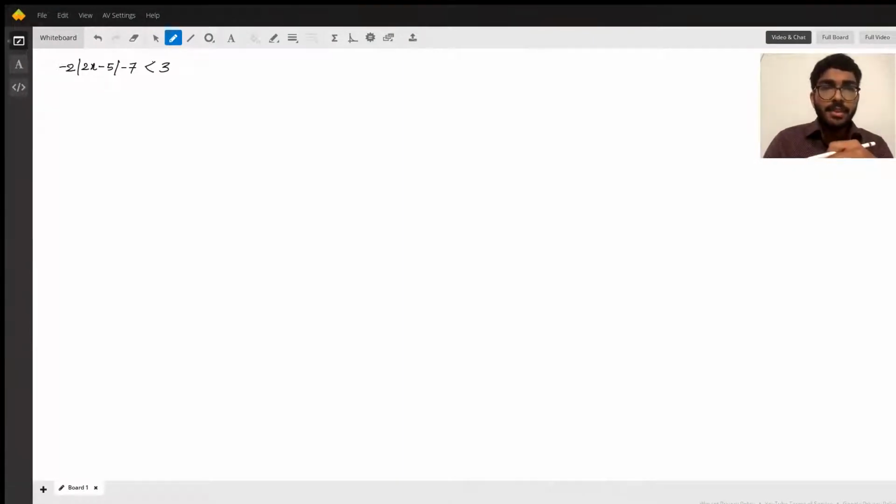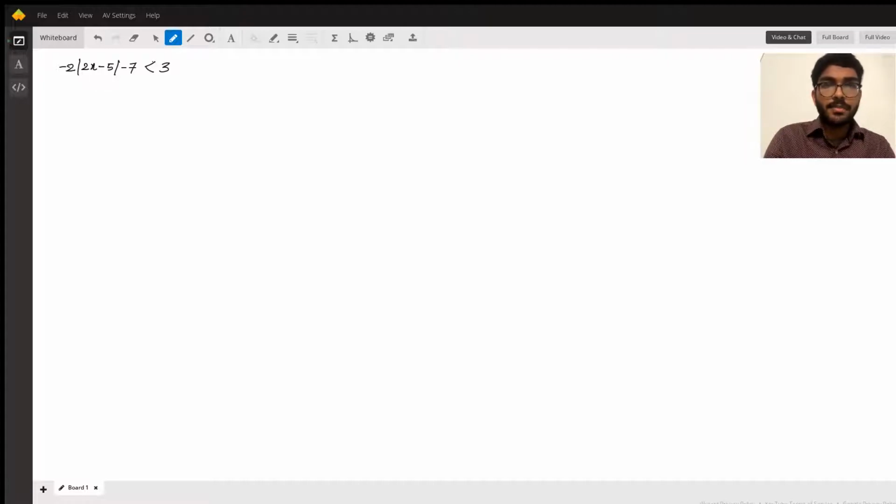Okay, so the question that we have right here is -2 times the absolute value of 2x minus 5 minus 7 is less than 3. We have to find the range of values for x which would satisfy this inequality. So this is a particularly important question from an SAT math point of view. This is a linear inequality question.